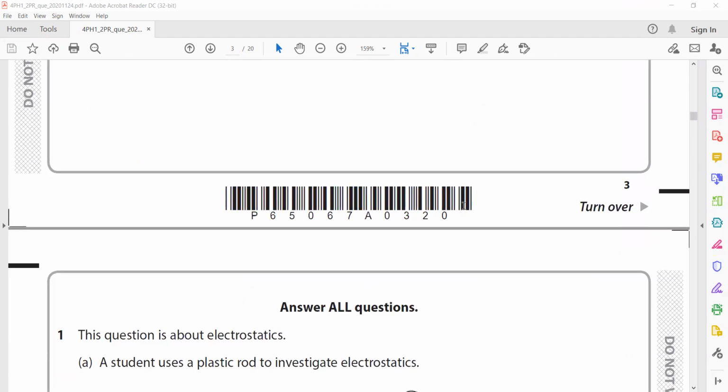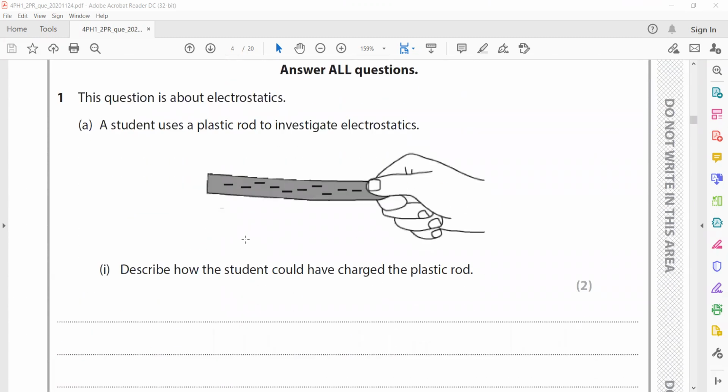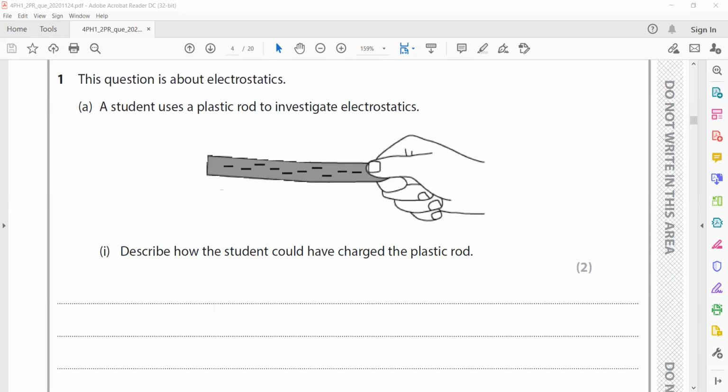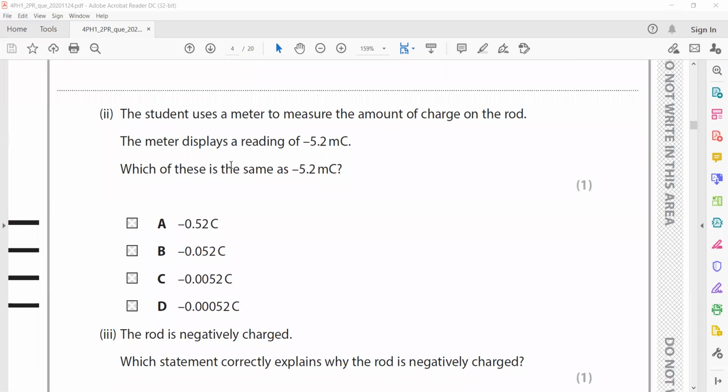The first question. This question is about electrostatics. A student uses a plastic rod to investigate electrostatics. Describe how the student could have charged the plastic rod, because it's an insulator. So when we want to charge an insulator, we can rub it with another insulator. Because to charge an insulator, we use electrostatic friction, and to charge a conductor, we use electrostatic induction. So we can rub it with another insulating material.